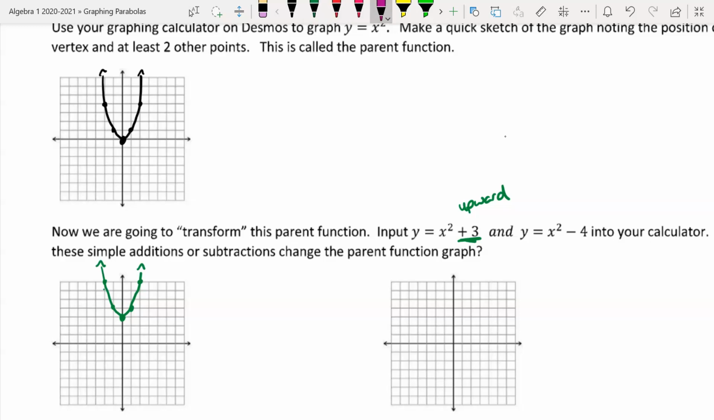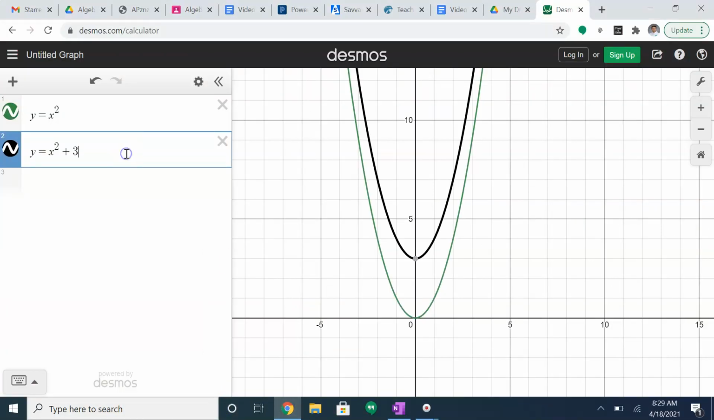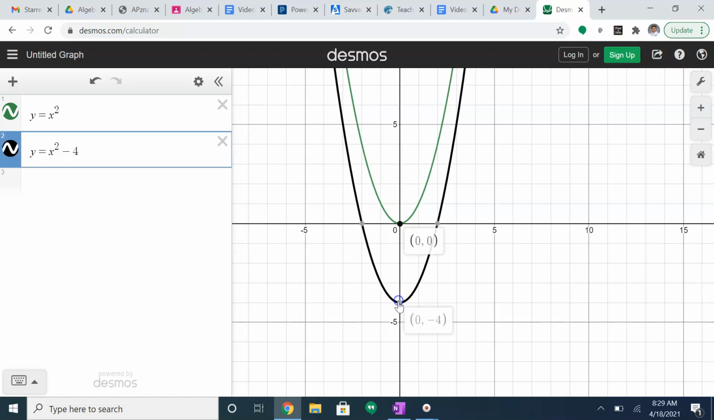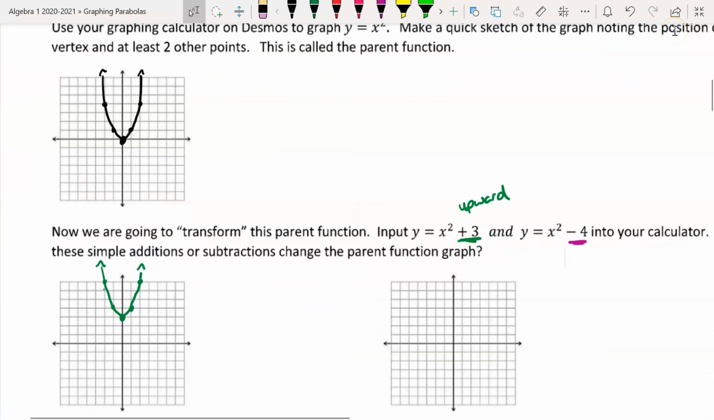So what do you think minus 4 is going to do? Hopefully you're sitting there saying minus 4 should probably move the graph down 4. So let's graph y equals x squared minus 4 on Desmos and compare it to the parent graph. The parent graph's still here at (0, 0), but this one went down to (0, -4). So don't you think we moved it down 4? Well, let's try (1, 1). It went down to (1, -3). So they all went down 4. If I'm adding or subtracting and it's on the outside, with no parentheses, that's going to move it up or down.